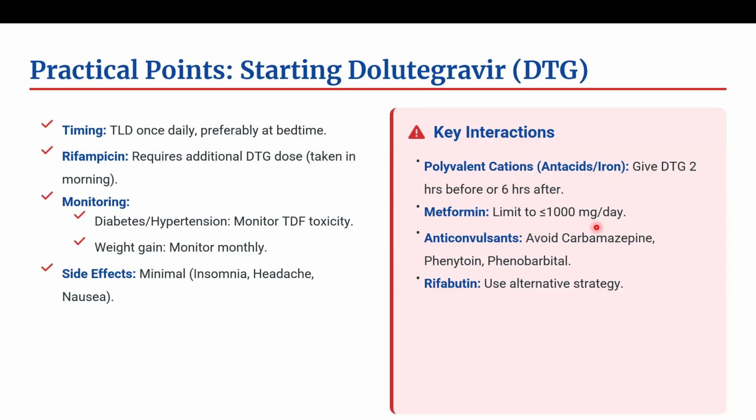Metformin: reduce the dose to less than 1000 milligrams per day. Anticonvulsants: avoid carbamazepine, phenytoin, phenobarbital. Rifampicin: use an alternative strategy instead of rifabutin. In case of rifampicin, it requires an additional dolutegravir dose taken in the morning. Monitor diabetes, hypertension, and tenofovir toxicity also.